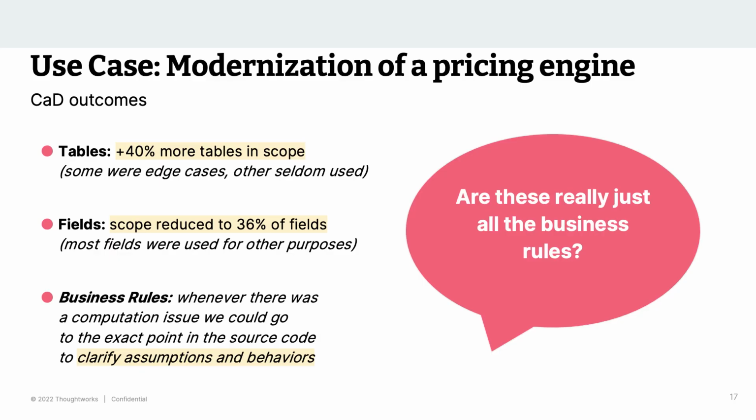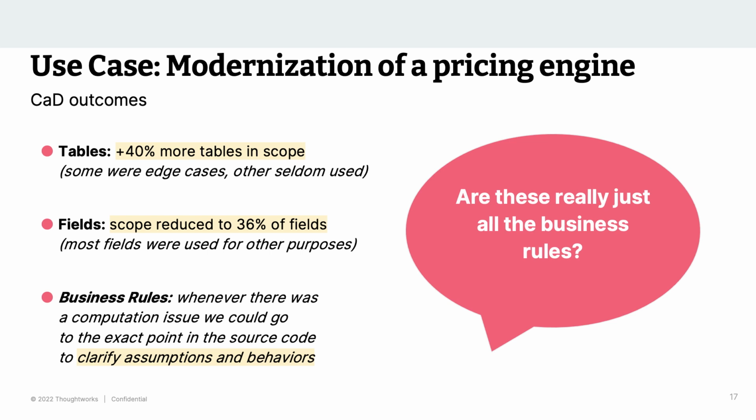The original question: were there actually just 60 tables? Actually, there were 40% more. Some of them were seldom used, some of them were edge cases, but they were needed. Of course, code as data was a complementary tool. Then we had a lot of conversations, but being able to trigger them proactively was an interesting point.